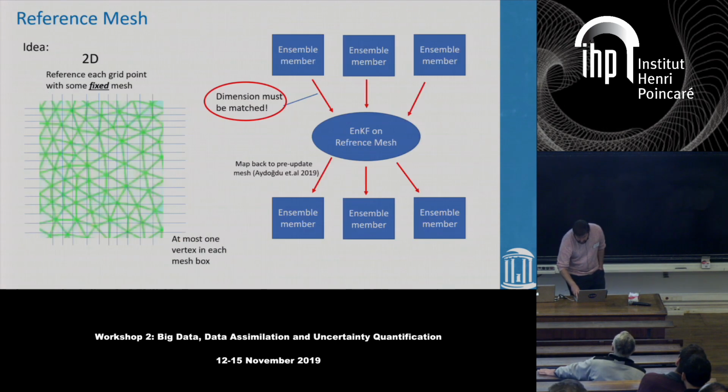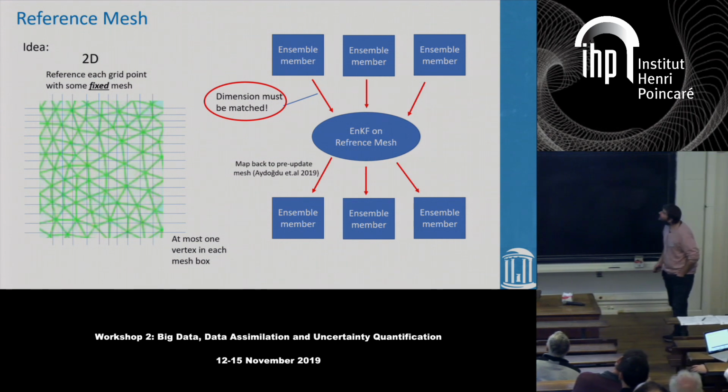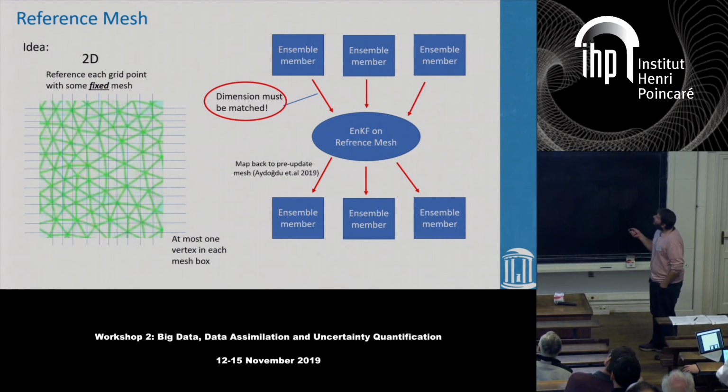So one approach that one could take is this idea of a reference mesh. In 2D, this might be a mesh that you choose that gives you at most one node in every grid box. So that would mean some ensemble members will not have a node in that box, but you at least know that you've grouped them in some way.